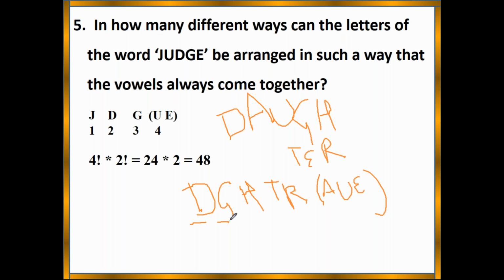First letter, second letter, third, fourth, fifth, and sixth. 6 letters. So 6 letters can be arranged in 6P6, which means 6 factorial, into the 3 vowels, which can be arranged in 3 factorial ways. So the answer is 6 factorial into 3 factorial. Understood, all of you? Yes, sir. Next one.